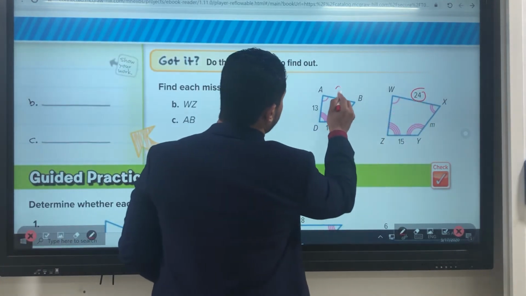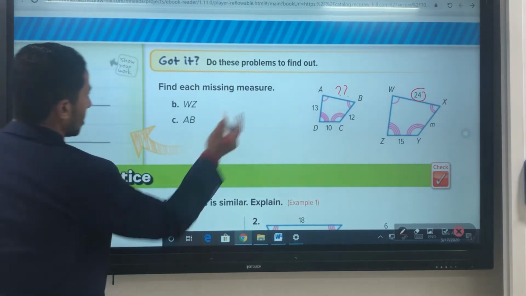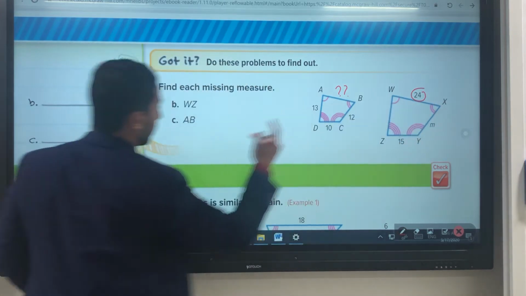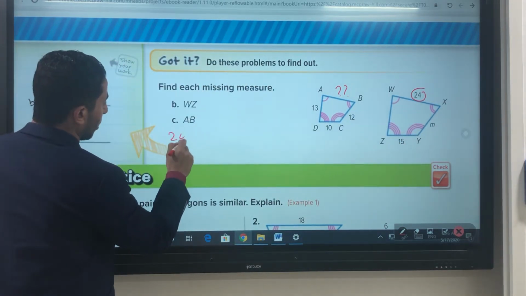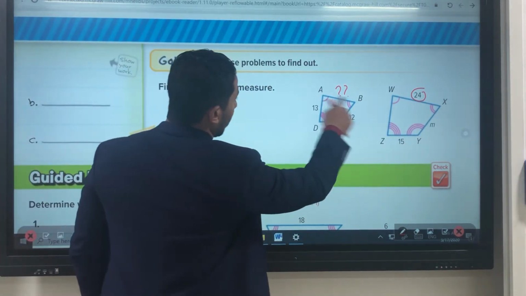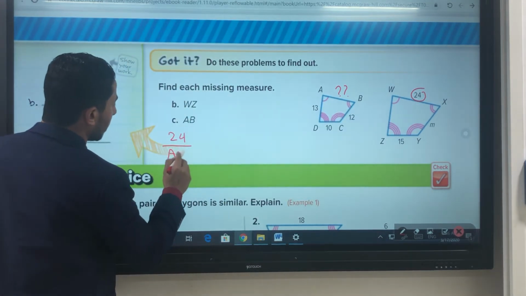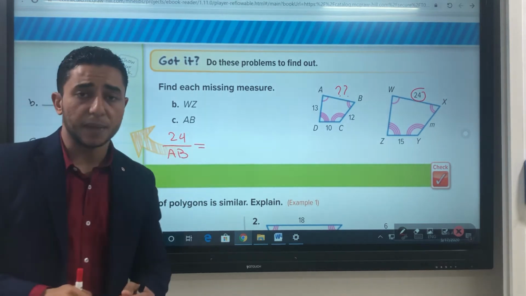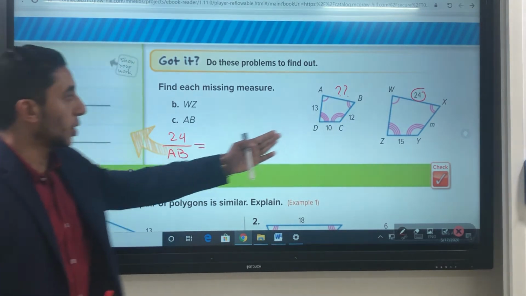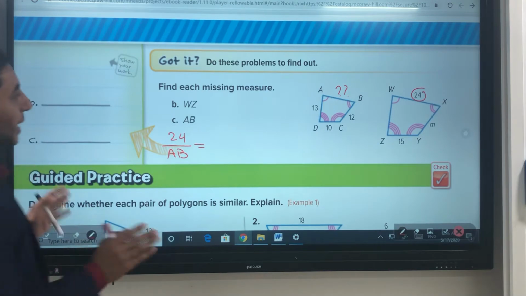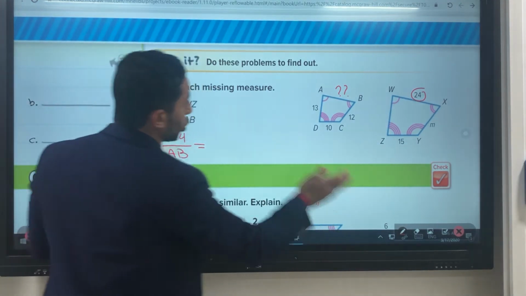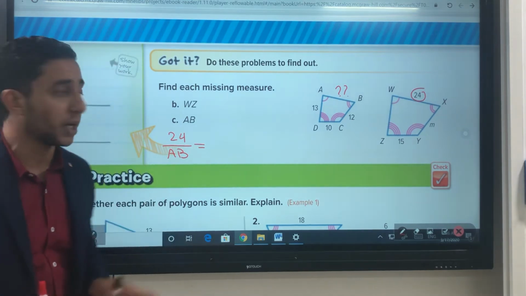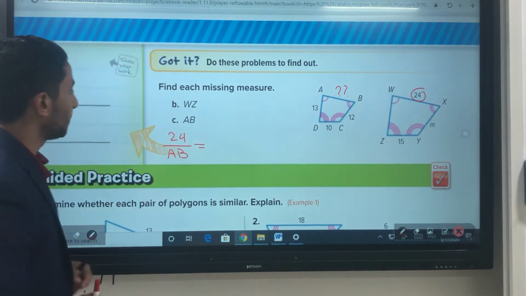24 divided by this side. So again, 24, which is WX, over the unknown AB. So write AB, equal. Why do you write equal here, Mr. Islam? Because they are similar. So you have permission now to write the ratio between all sides. And all sides are proportional. As I said, proportional means equal.